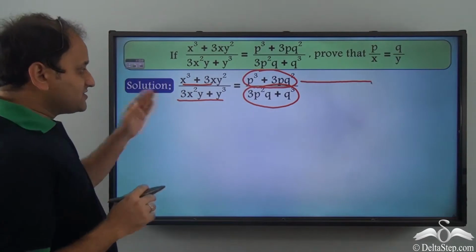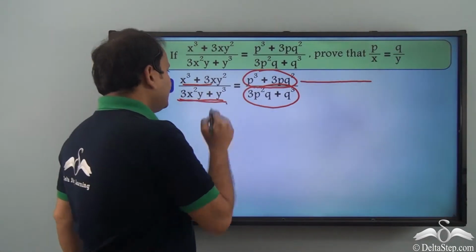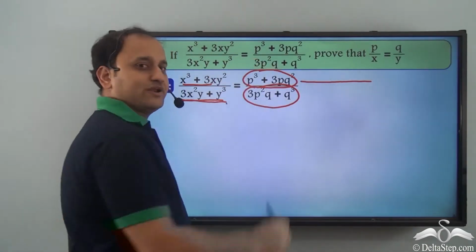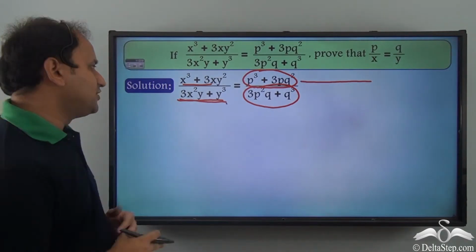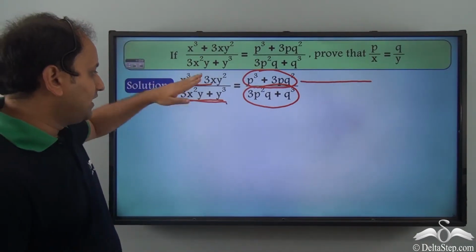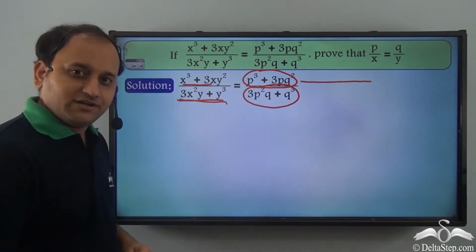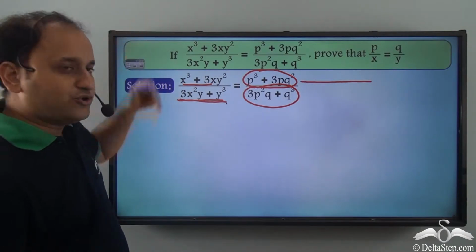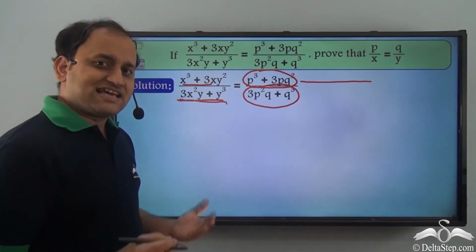So our first approach is to get this denominator in the same line as the numerator. How can we do that? If we apply invertendo, then what will happen? Well, the numerator will come to the denominator and the denominator will come to the numerator's place. That will not solve our problem. So what else can we apply?